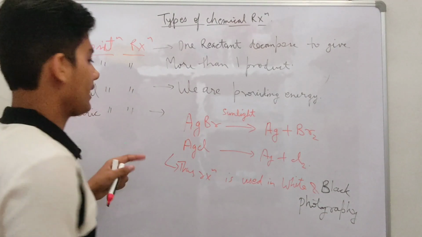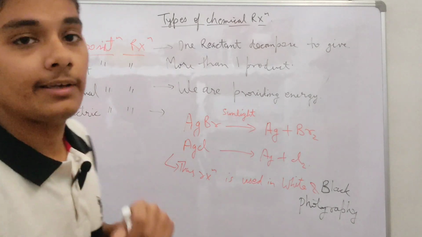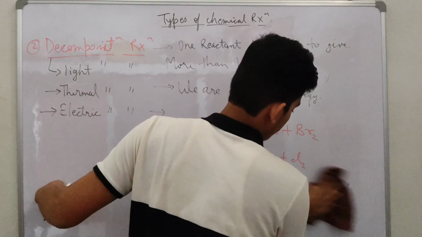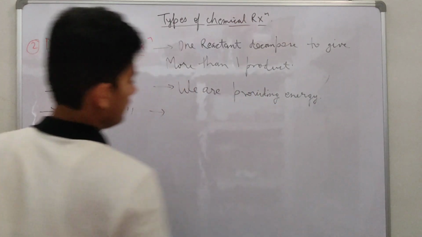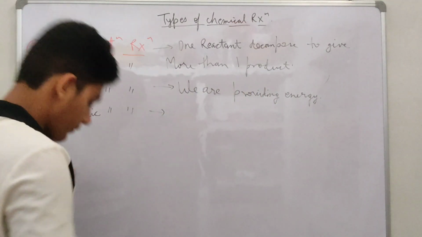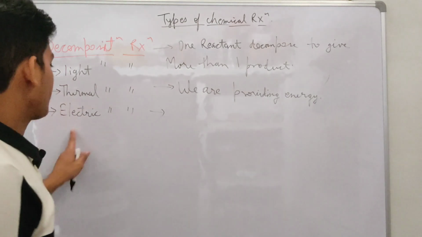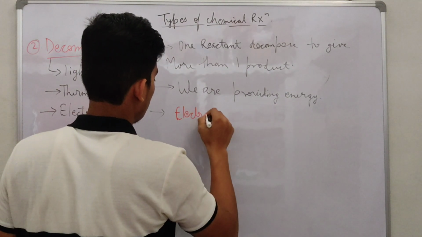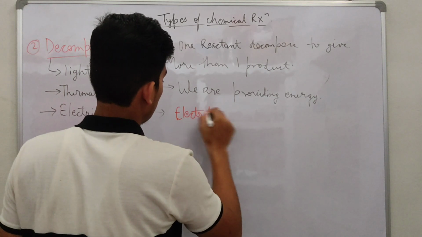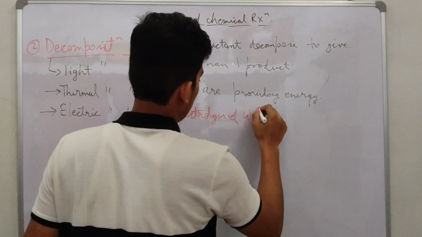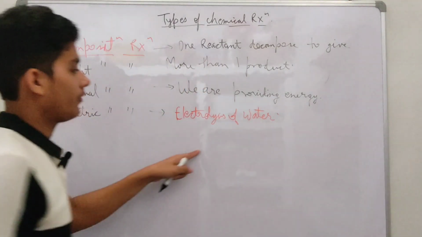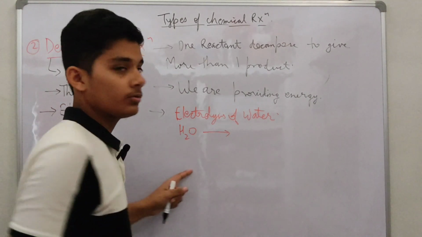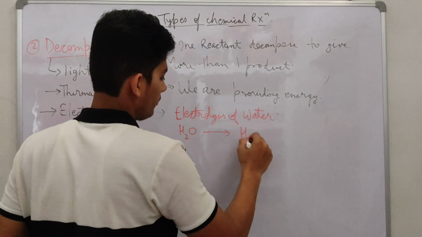Now I am going to discuss about electric decomposition reaction. In electric decomposition, what we do? We provide electricity as a source of energy. The normal example of electric decomposition reaction is electrolysis of water. Electrolysis of water. What happens here? Here H2O, which is water, converts into H2 and O2.